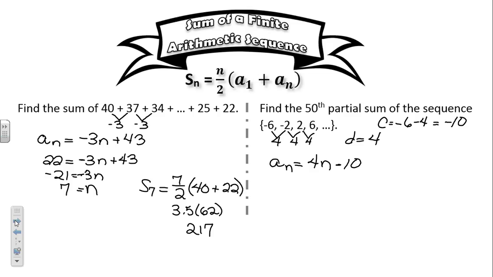Now can we find the 50th term? Plug in 50 everywhere we see n, right? So a sub 50 is 4 times 50 minus 10. 200 minus 10 is 190. So our 50th term is 190.